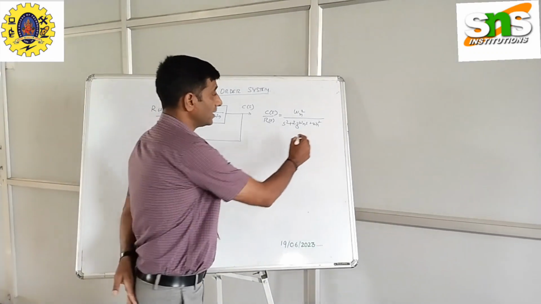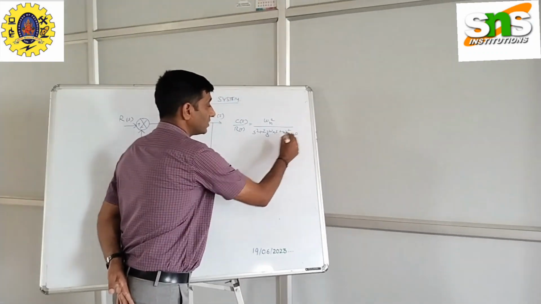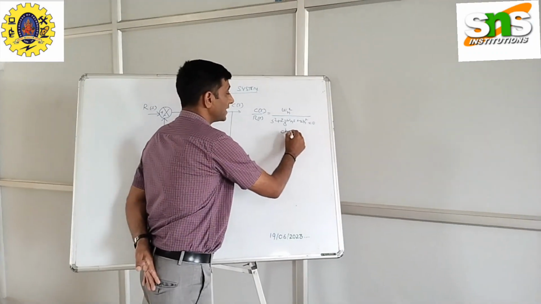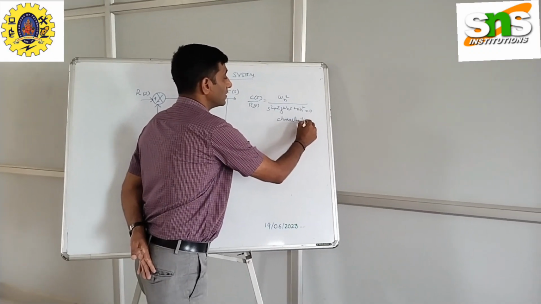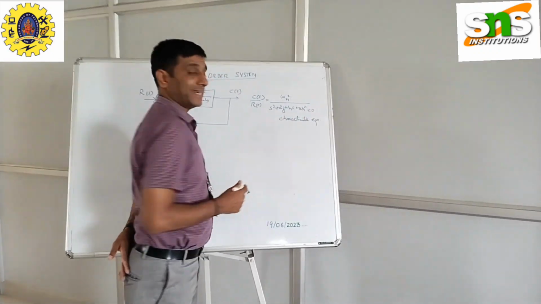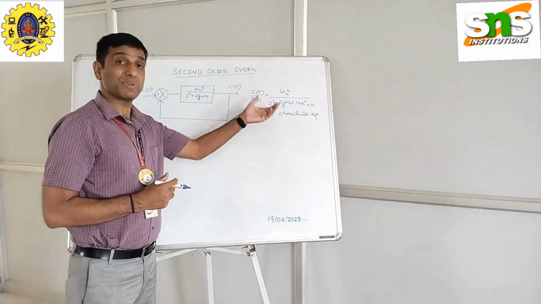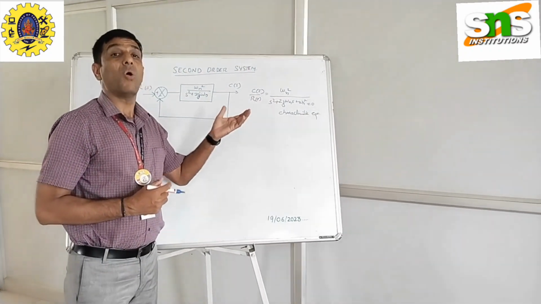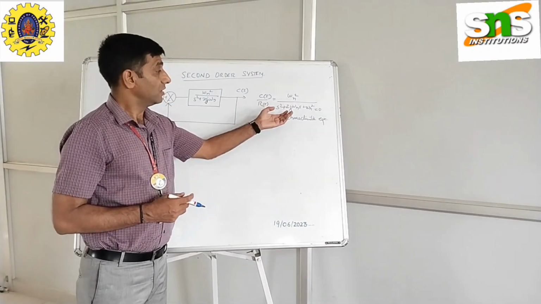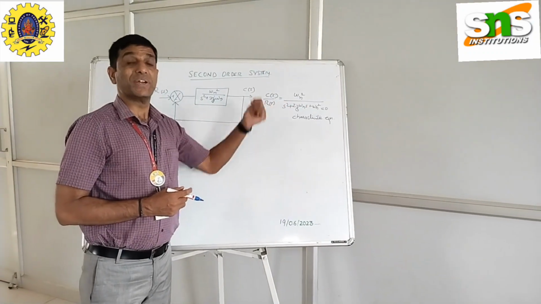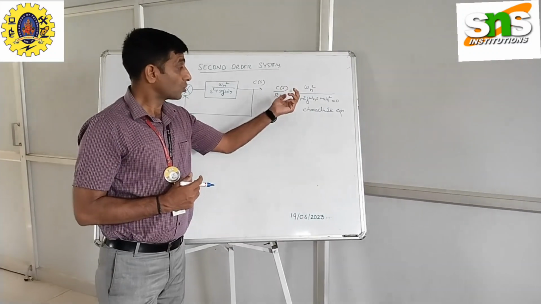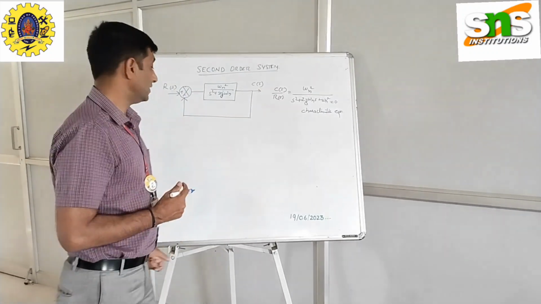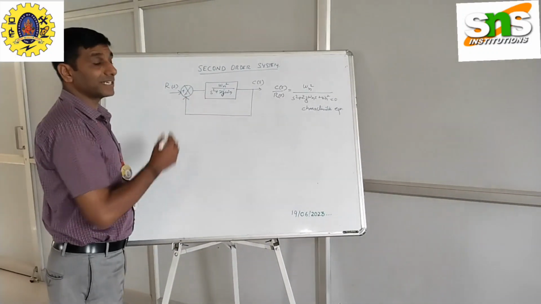Now when the denominator is equated to 0, this equation is called the characteristic equation, which represents the poles of the system. The roots of this characteristic equation decide the system stability and other things. The roots of the denominator equation, it is a quadratic equation.